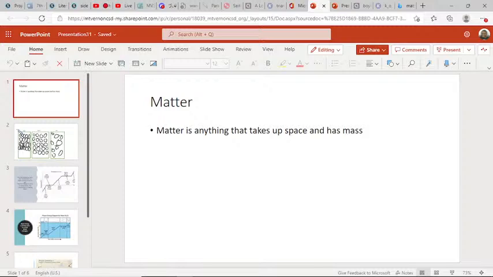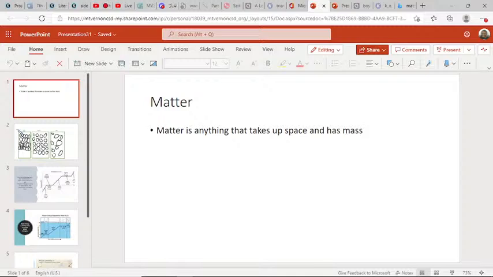First of all, we gotta start with the basic thing first. Matter. Matter is anything that takes up space and has mass. So, let's say my water bottle, for instance. It takes up space and has mass.